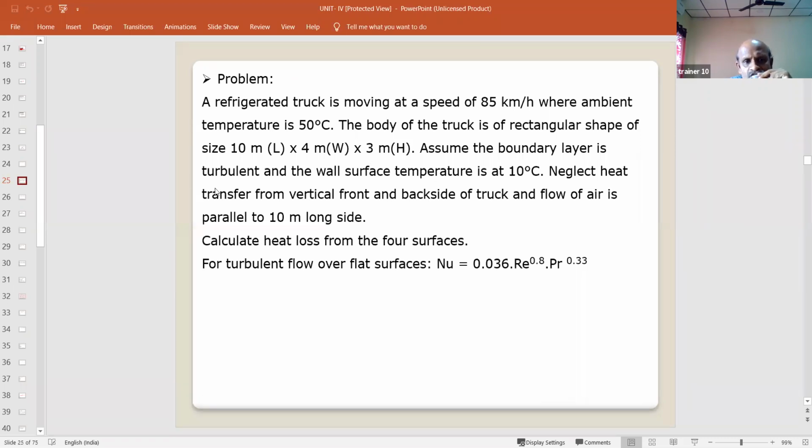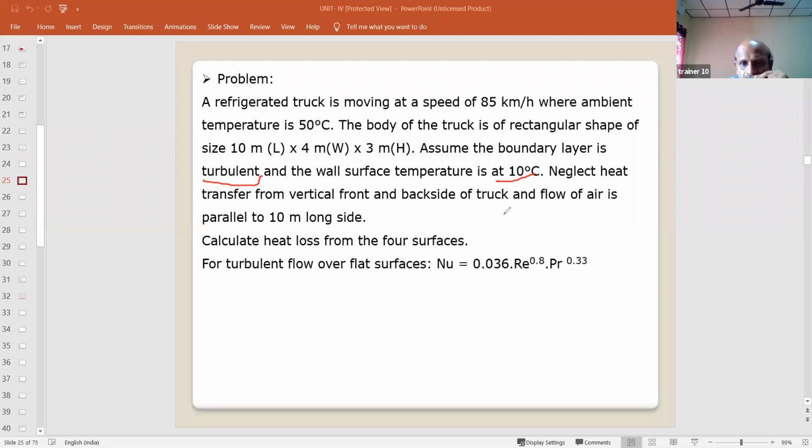Assume the boundary layer is turbulent. So this is clearly mentioned. That means we have to consider the turbulent flow. There is no need to calculate the Reynolds number again to verify for laminar or turbulent. And the wall surface temperature is at 10 degrees centigrade. Neglect heat transfer from vertical front and back side of truck.